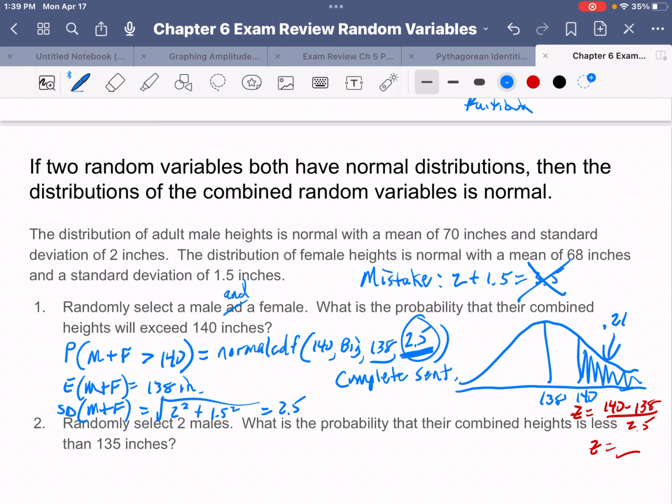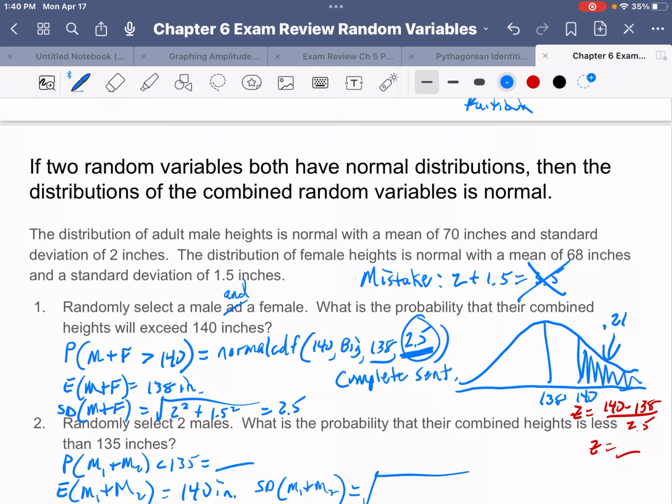Okay, so if we move on to our last problem in this video, randomly select two males. What is the probability that their combined heights is less than 135? What is the probability that male 1 plus male 2 is less than 135 inches? Okay, so I've got to calculate the expected value of male 1 plus male 2, which is easy enough. That's 70 plus 70. And then I've got to calculate the standard deviation of male 1 plus male 2.